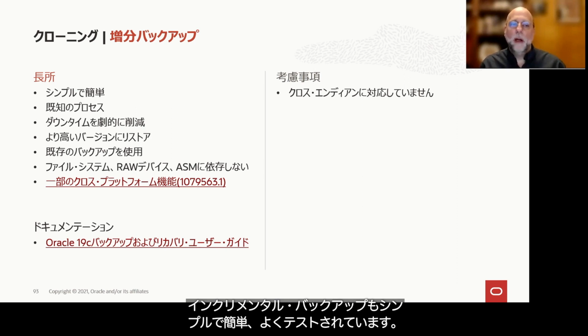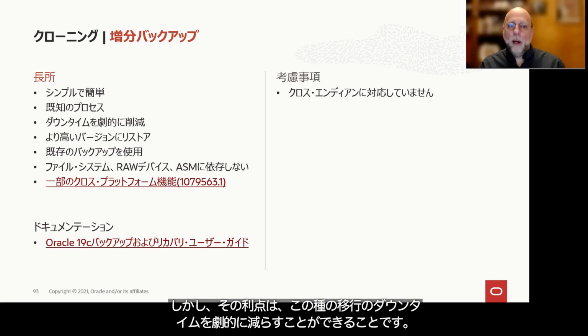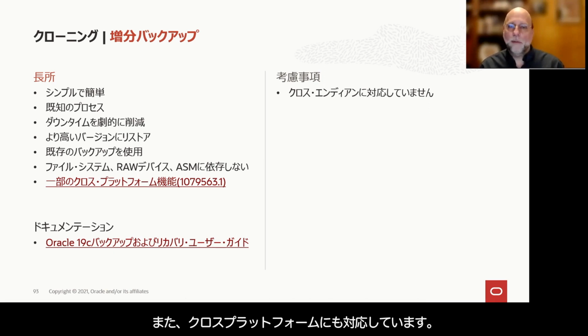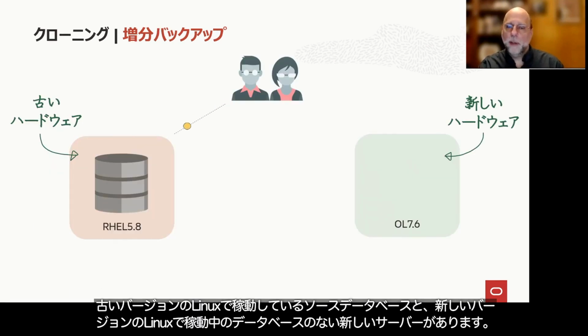Incremental backups are also simple, easy, well-tested, but the benefit to them is that they can dramatically reduce the downtime of this kind of migration. They can also go cross-platform. So let's take a look at this again. We have our source database running on our old version of Linux, new server without a database yet, running on the new version of Linux.